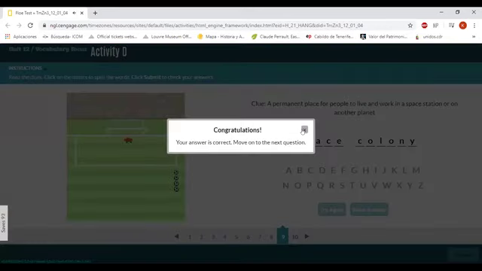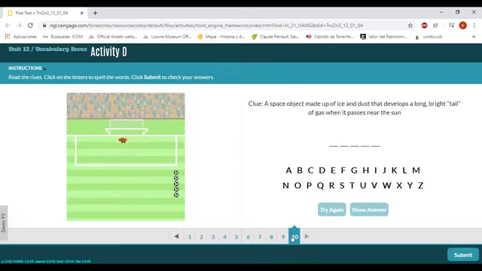Thank you, teacher. Now, the last one. The clue says that it's a space object made up of ice and dust that develops a long tail of gas when it passes near the sun. And if you see one, you have to make a wish. What do you think is the answer? We also saw this word in the last class. Yes, it's the comet.